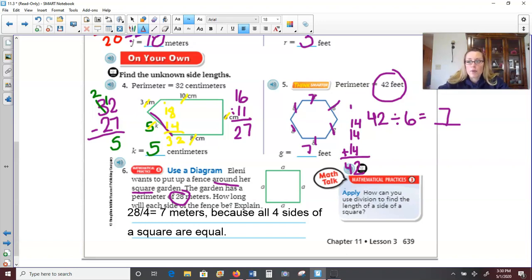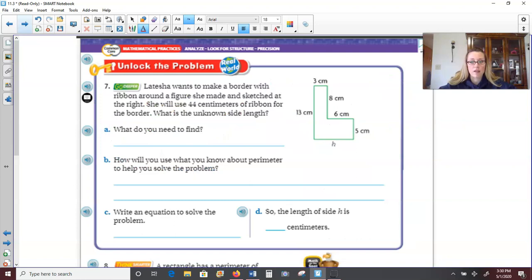Alrighty, almost through here, about halfway in our lesson. Over to the next page, we have another Unlock the Problem. Latesha wants to make a border with ribbon around a figure she made and sketched at the right. She will use 44 centimeters of ribbon for the border. What is the unknown side length?